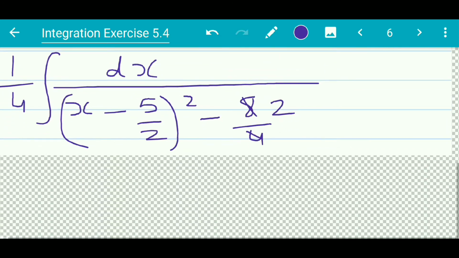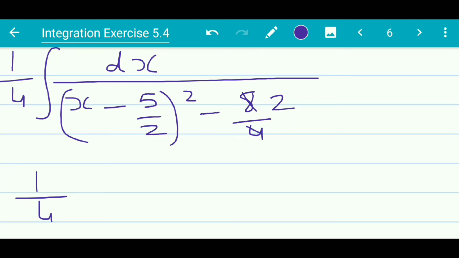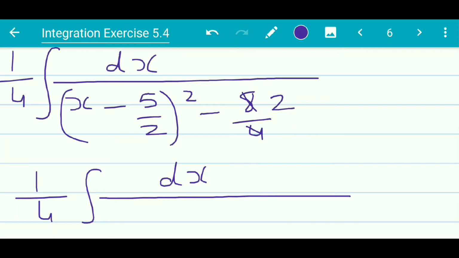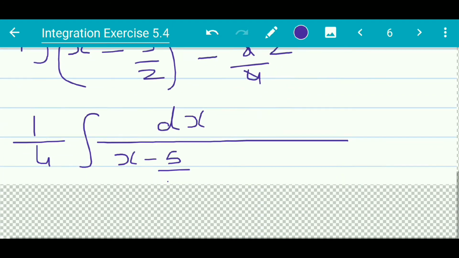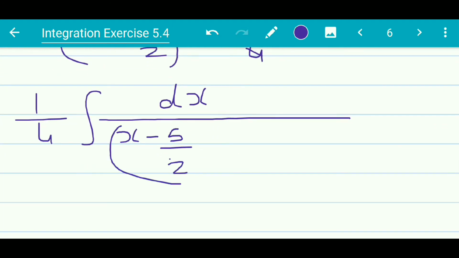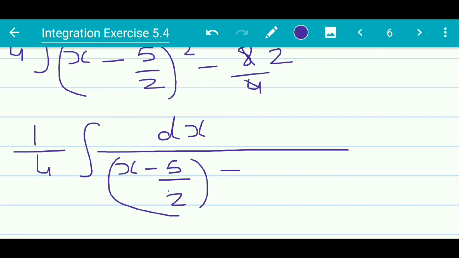Now what we do is 1 upon 4 integral of dx upon x minus 5 upon 2 the whole square, minus, and the 2 which is remaining over here is written as root 2 the whole square. Now if you compare the sum and think about what formula to apply, you know that you can apply the first result over here, 1 upon x square minus a square formula.